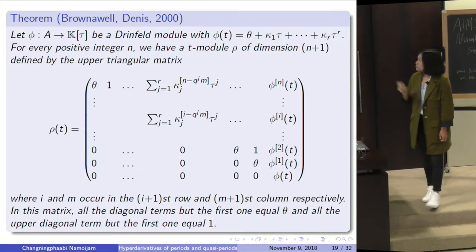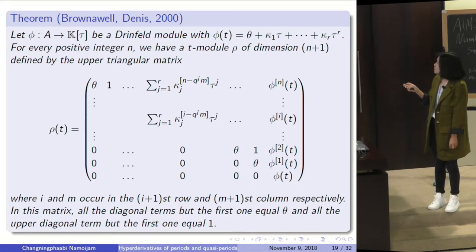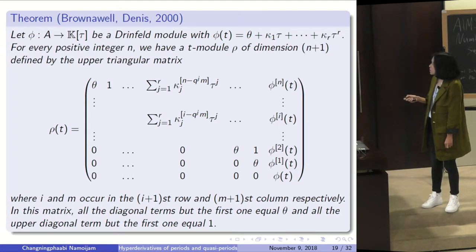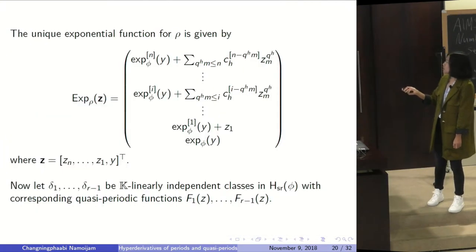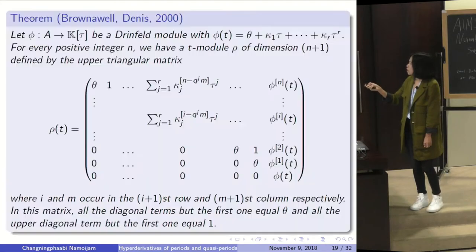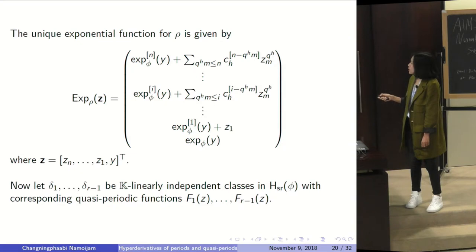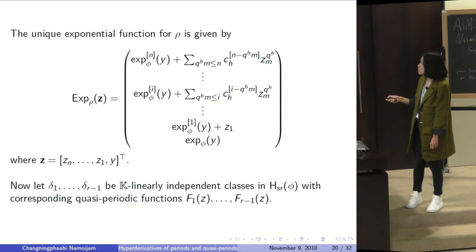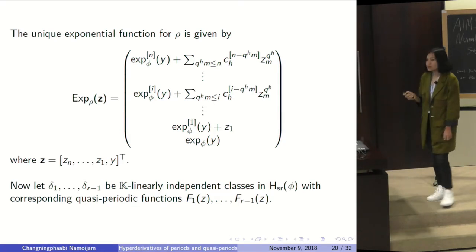Okay. So Brownawell and Denis took a Drinfeld module given in this way. They set up this T-module, which is in this way. The point is that for this T-module we have a unique exponential function, given in this way, with the exponential function of the original Drinfeld module, the first hyperderivative of the coefficients, the second hyperderivative, and so on.